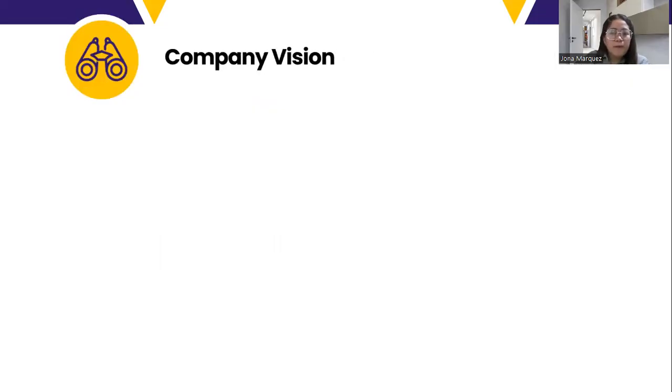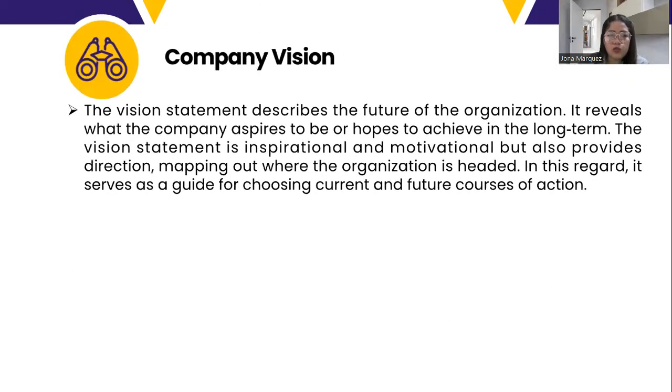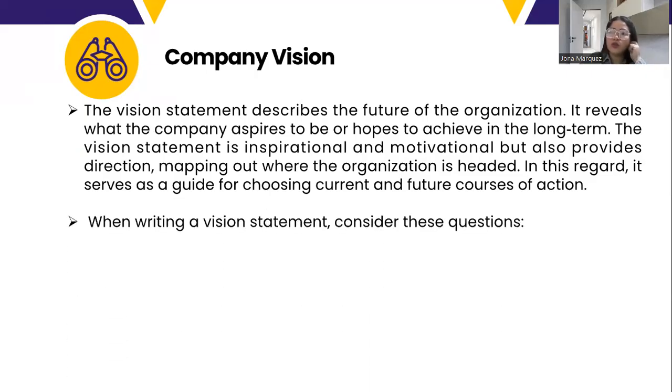So let's proceed with the company vision. When we say vision statement, it describes the future of the organization. It reveals what the company aspires to be or hopes to achieve in the long term. So the vision statement is inspirational and motivational, but also provides direction, mapping out where the organization is headed. In this regard, it serves as a guide for choosing current and future courses of action. So here are the questions that we need to consider in writing a vision statement.